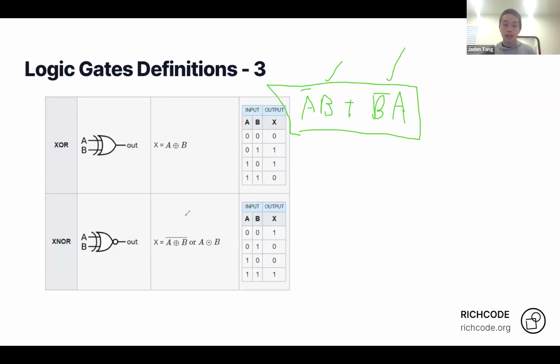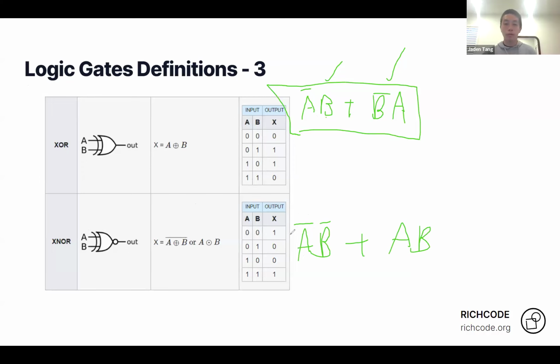And then XNOR just means as long as they're the same, then I return true. If they are not the same, then it returns false. So basically that just means either not A, not B, or A, B. At least one of these will return true at all times. Sorry, and about this one, only at least one of them will return true at all times.